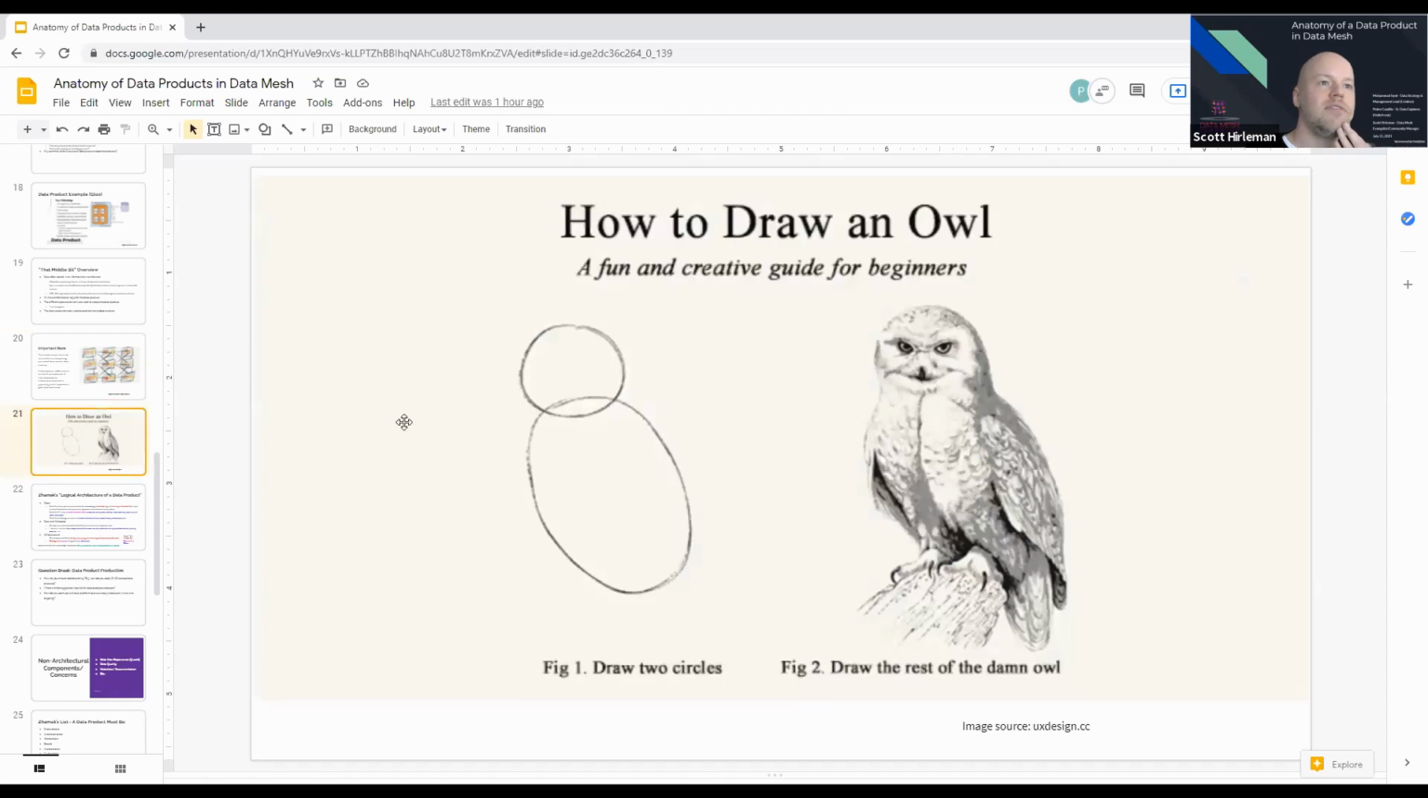And I know this kind of feels like the advice of how to draw an owl: draw two circles and then draw the rest of the damn owl. But it is very, very dependent on what you're trying to produce as an end product, right? And what do you need to actually produce that? And then how do you work with your platform team to make that easily reproducible?